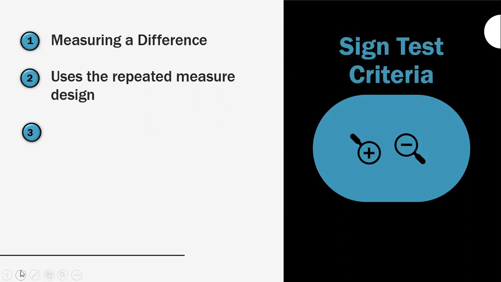Third criteria, level of data. Remember, that was one of our questions. It uses nominal level only. Can't use any other level, just pure nominal level. So really, that's our criteria.